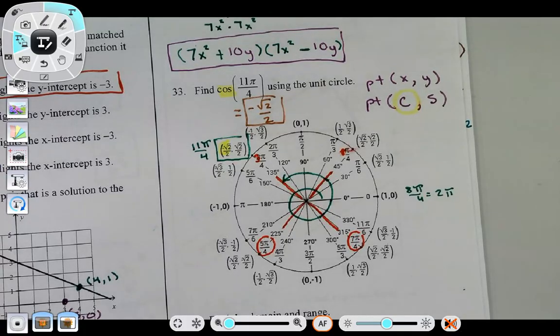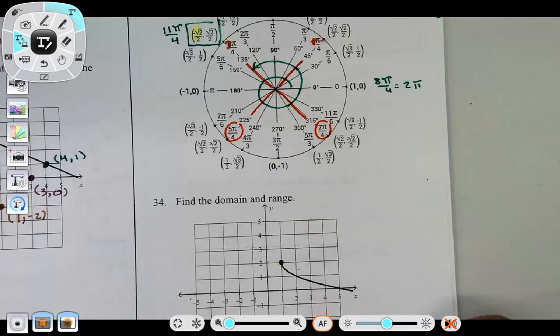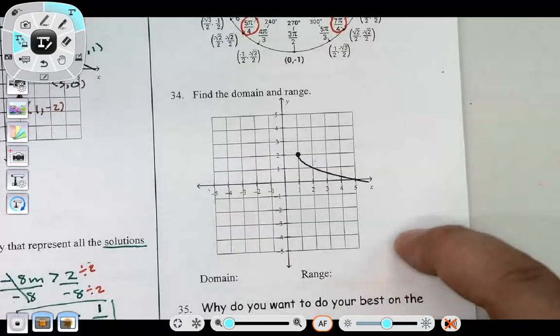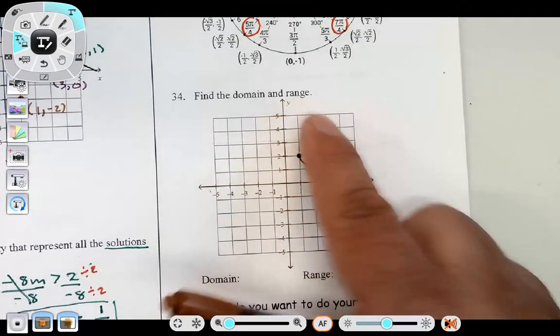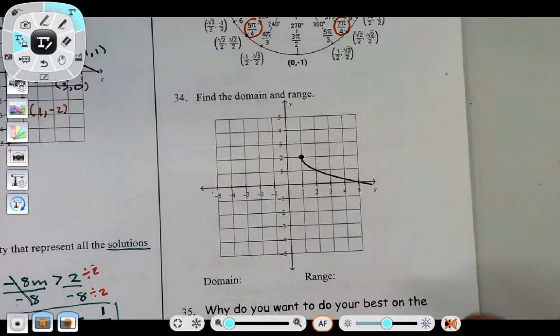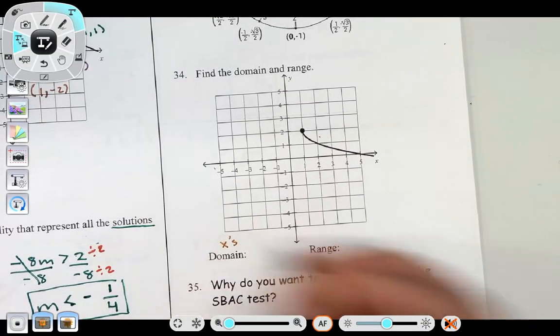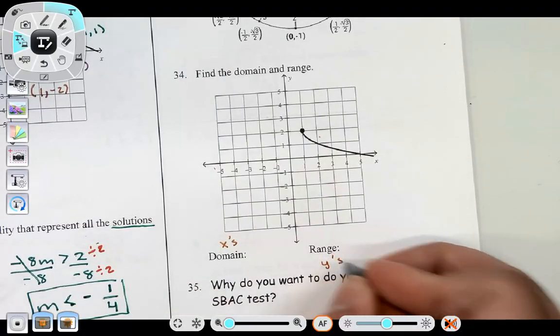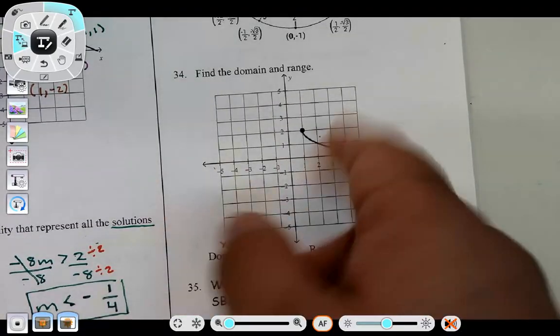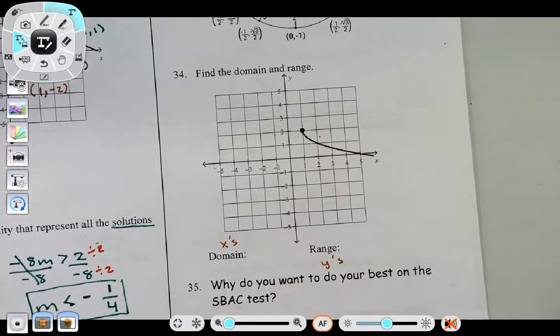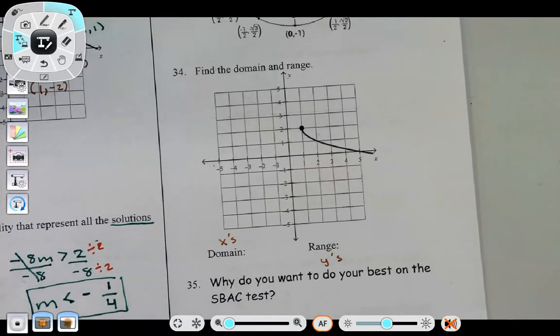All right, everybody. Very last problem here, and then we'll start talking about the test here shortly. So for number 34, they said find the domain and range. Well, they already drew it for me, so that was kind of nice of them. Now, domain has to do with x's. My range has to do with the y's. So here's what I like to do. I like to redraw the picture on my paper, and then I like to do this.